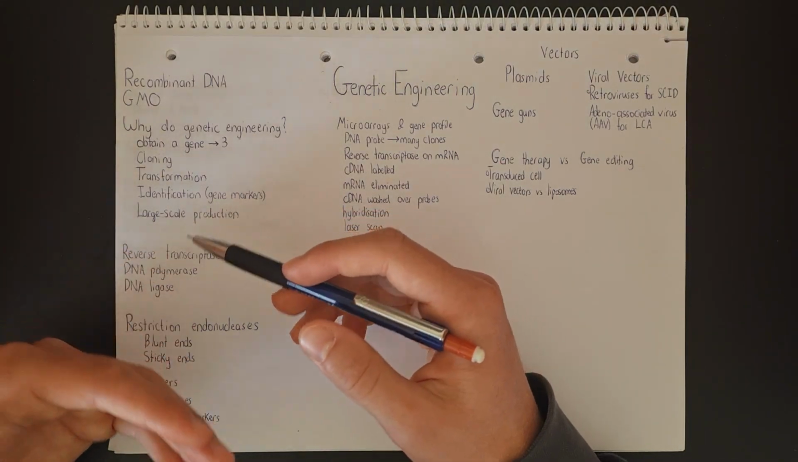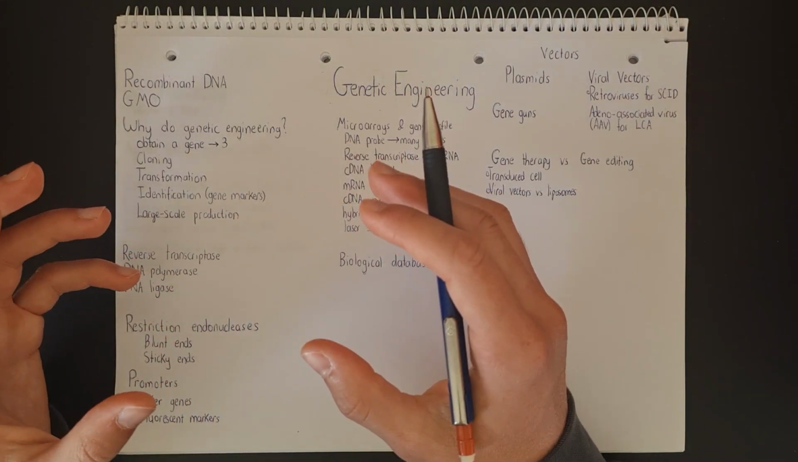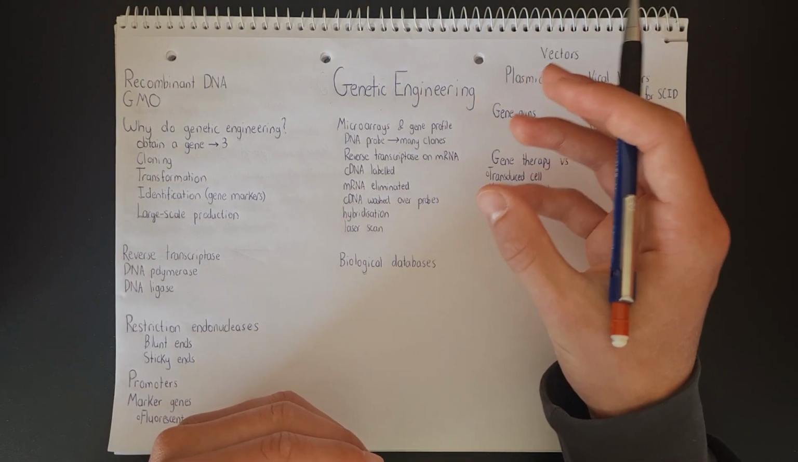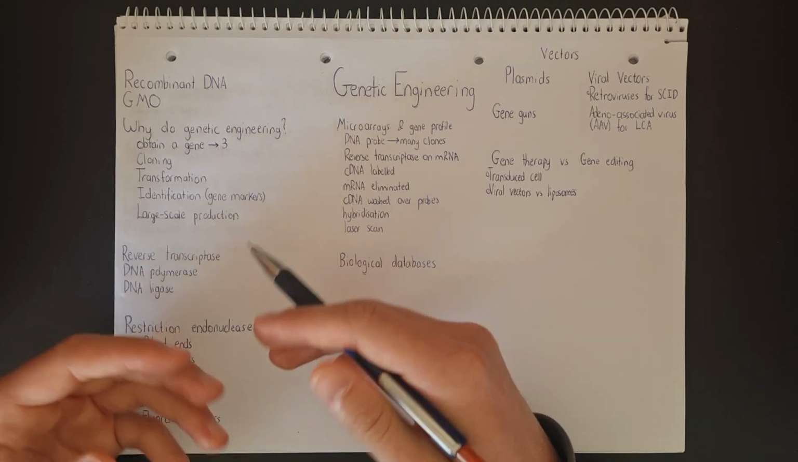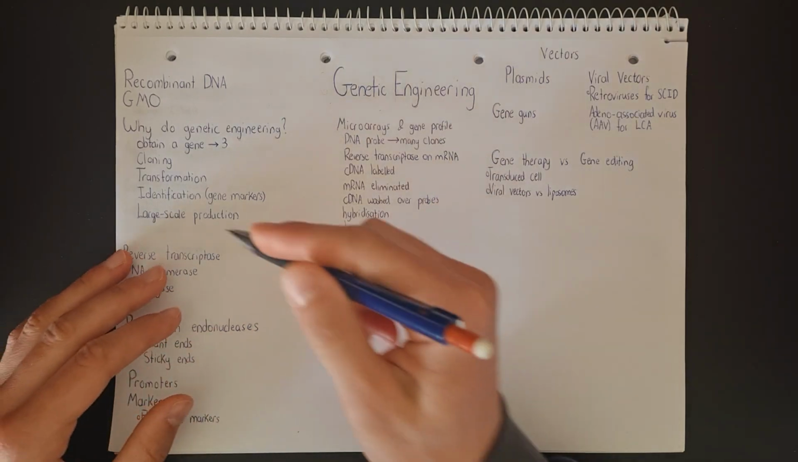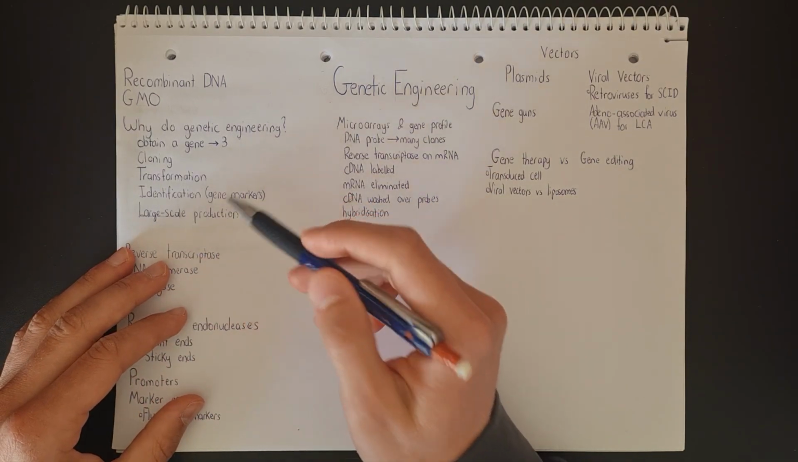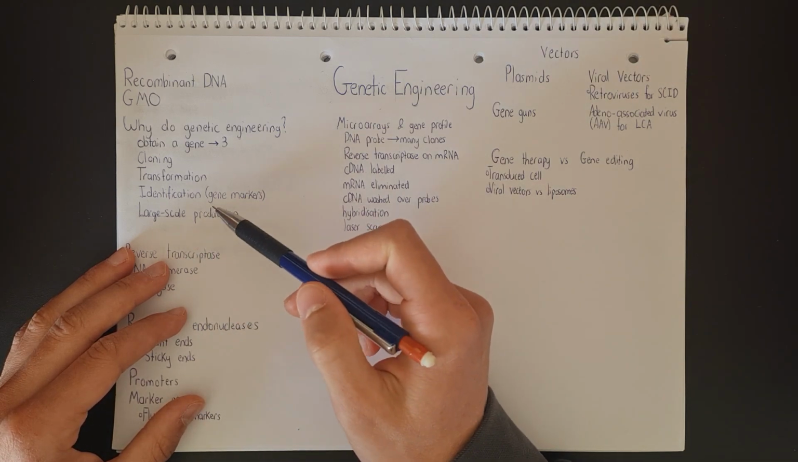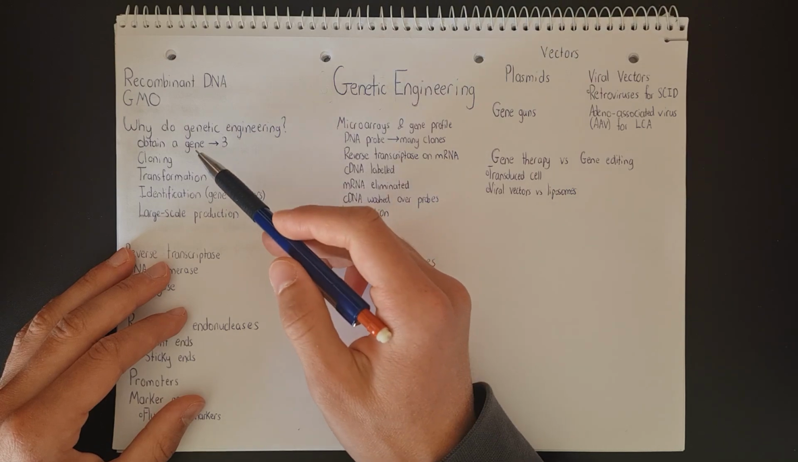So that is basically just to check to see if the target gene has actually been taken up by the host cell. The host cells that have taken up the gene will then be made in large-scale production. So we will do large-scale production of the host cells that have successfully taken up that target gene that we put in.